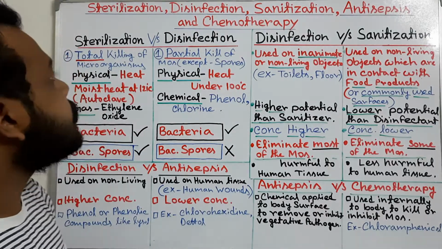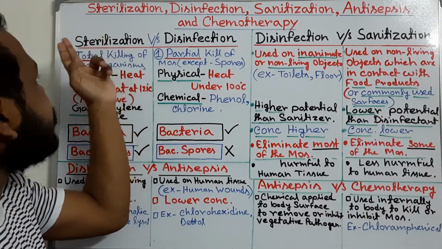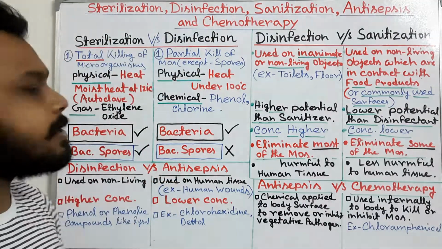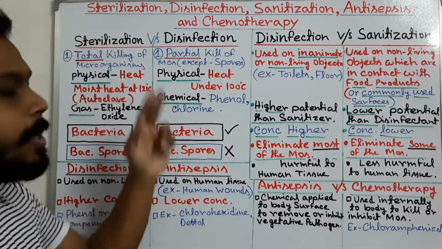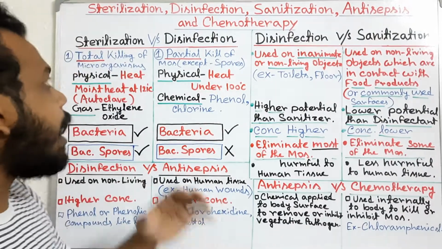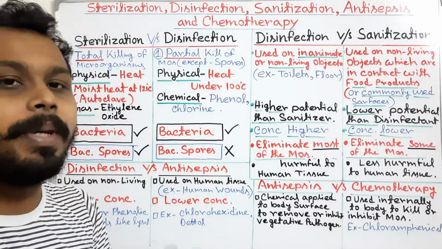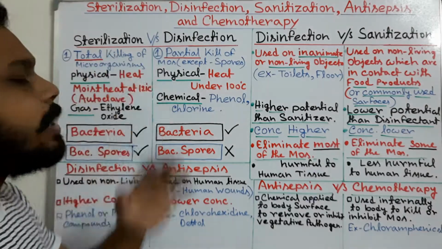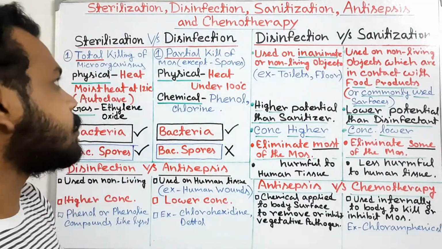So the first difference is between sterilization and disinfection. What is sterilization? Sterilization is a total killing of microorganisms. That means it is an absolute killing process. So after the sterilization process, there will be no microorganisms present. So this is the total killing or absolute killing process.